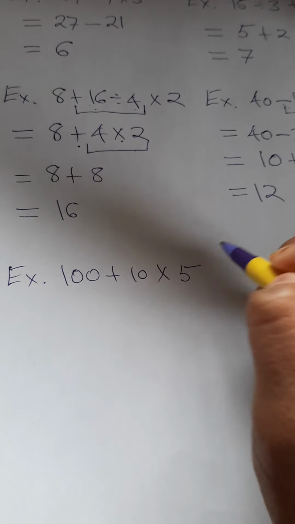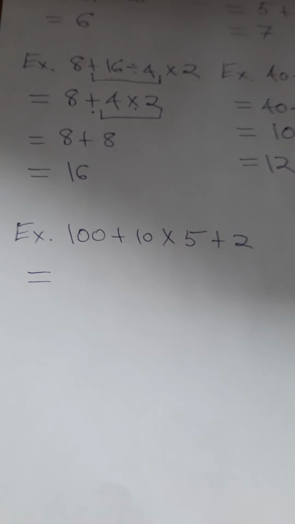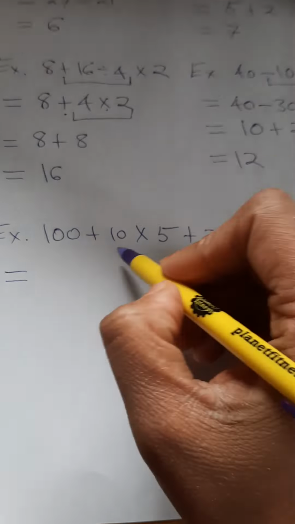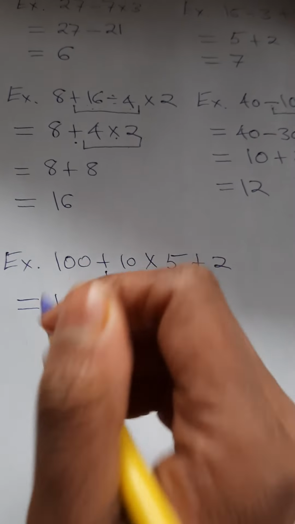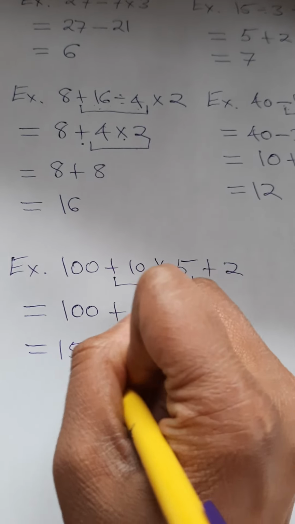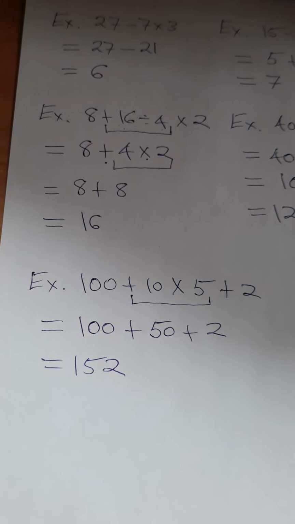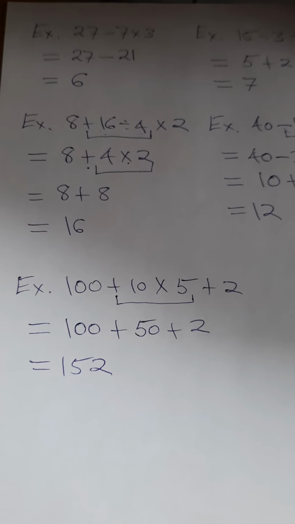So 100 plus 10 times 5 plus 2. Same thing here. I want to do the multiplication first. So we just did 10 times 5, which is 50, so I'm going to do 100 plus 50. And I can just add all of these numbers together. I'm doing 100 plus 50 plus 2, so 152. Are there any questions there? So that looks good here.